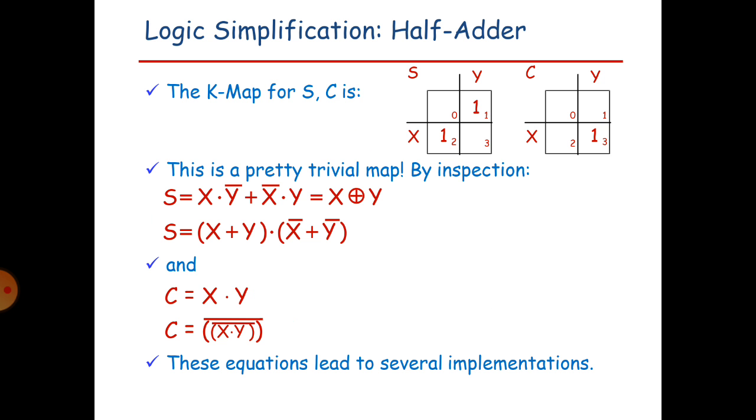So this is the logic simplification of the half adder. This is the K-map for sum and carry, where x and y are the inputs and sum and carry are the outputs. You have to draw the K-map and reduce the expression. So S is equal to x·y' + x'·y, which is equal to x exclusive-OR y, or (x + y)(x' + y'). And C will be x·y, which is the multiplication of the 2 inputs.